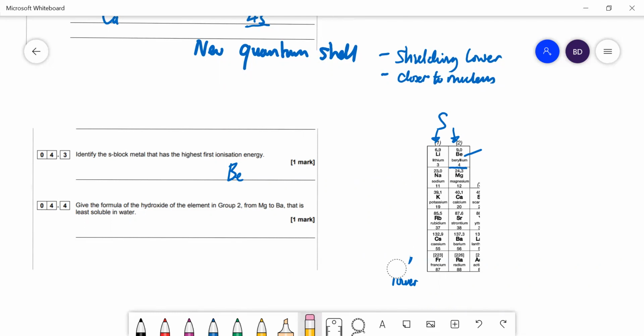Right, the formula of the hydroxide that is the least soluble. Now you remember your trend in hydroxide solubilities for group 2. Group 1 hydroxides are all soluble. With group 2, as you go down, they become more soluble. Okay, but it tells us to ignore beryllium. So we're just talking about magnesium. So magnesium would be magnesium hydroxide, and of course the formula is going to be Mg(OH)2, because magnesium is a 2+ ion in group 2 of the periodic table.